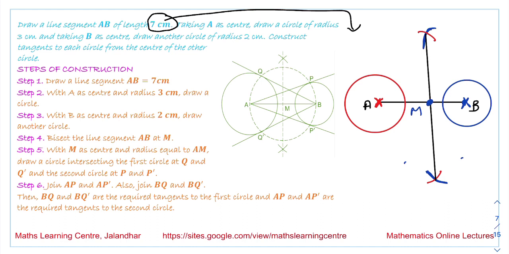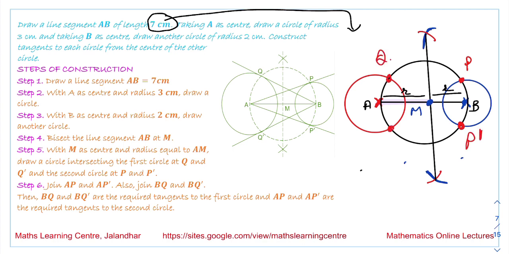With M as the center and AM as the radius, we are going to draw a circle which is passing through these 2 points A and B, because M is the midpoint. So we will obtain the circle in this form. Since M is the midpoint, both these lengths are equal to R. On this circle we are obtaining the point P and the point P dash. On this circle we have obtained the point Q, and this is the point Q dash.